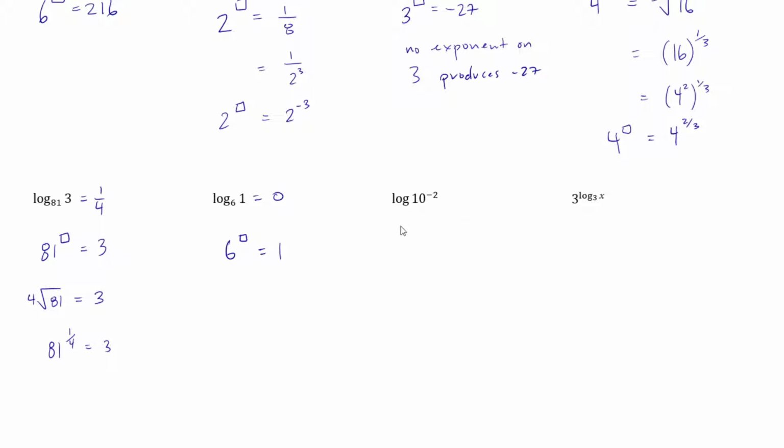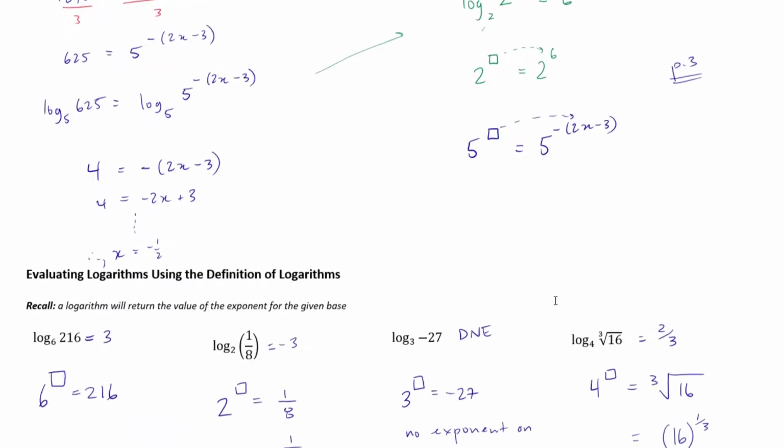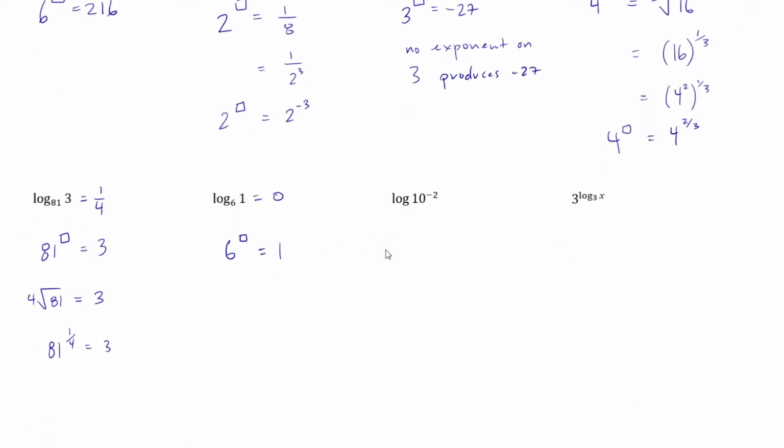Okay, this question again is very similar to what we just looked at up here. What we're saying here is 10 to what power is equal to 10 to the negative 2. Well, again, that should be pretty self-evident, right? 10 to the negative 2 gives you 10 to the negative 2. So this answer is very simply negative 2.